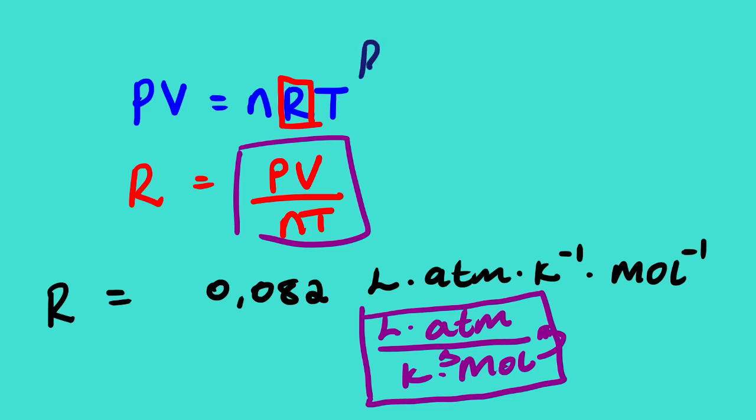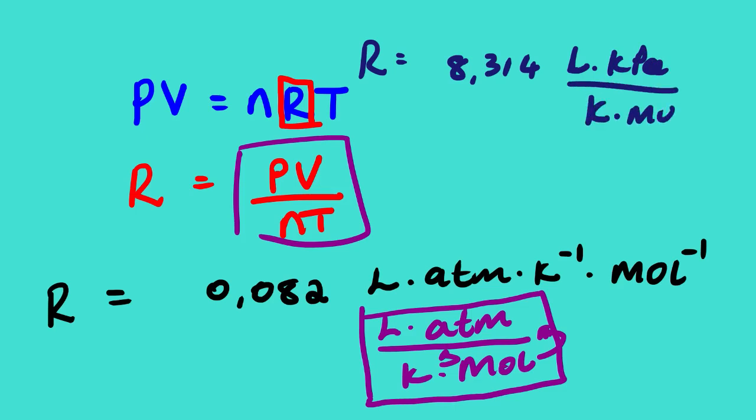Now, the other value of R can be 8.314 L·kPa divided by K·mol. If we have this, then it means the unit for volume should be in liters. As you can see, this L is in liters.